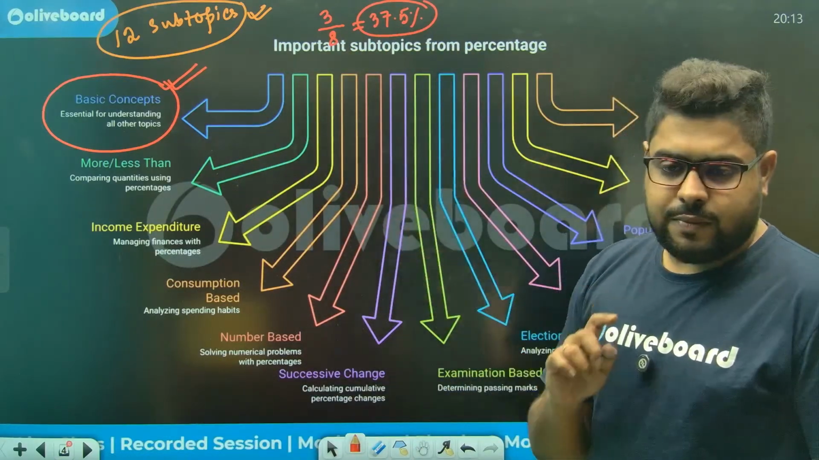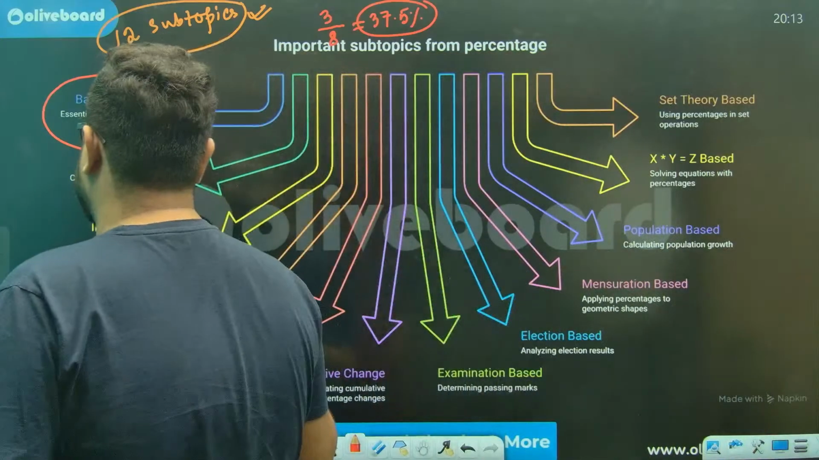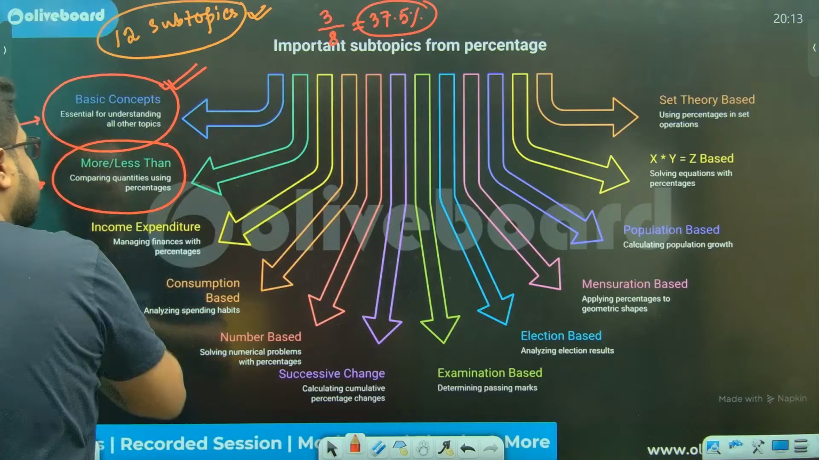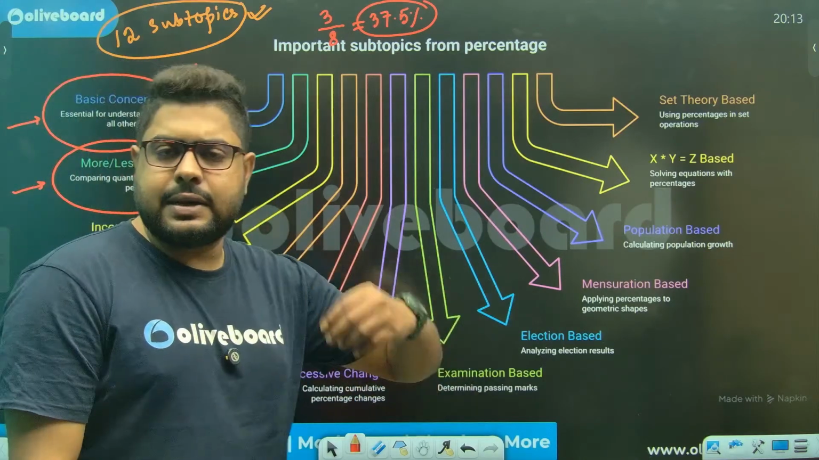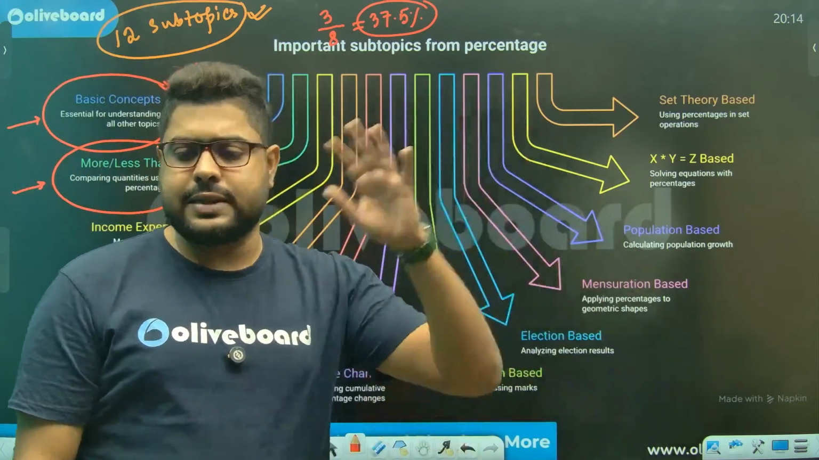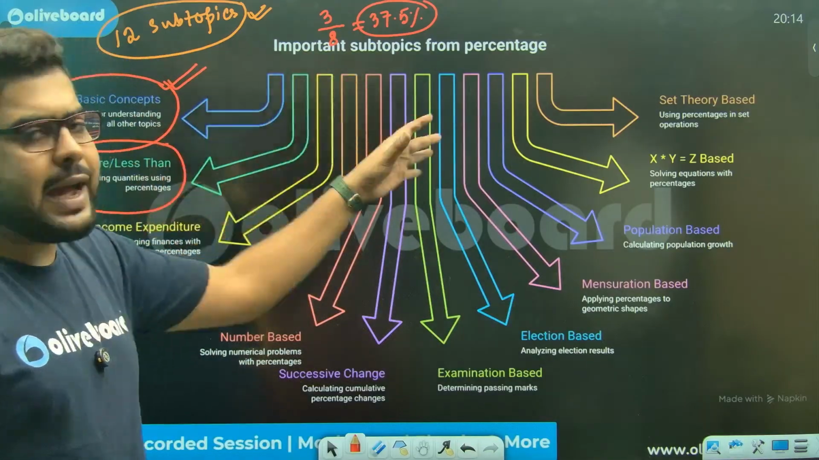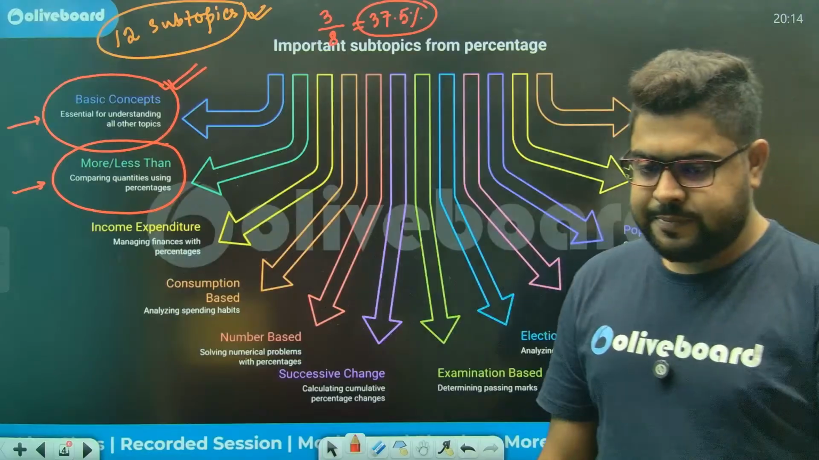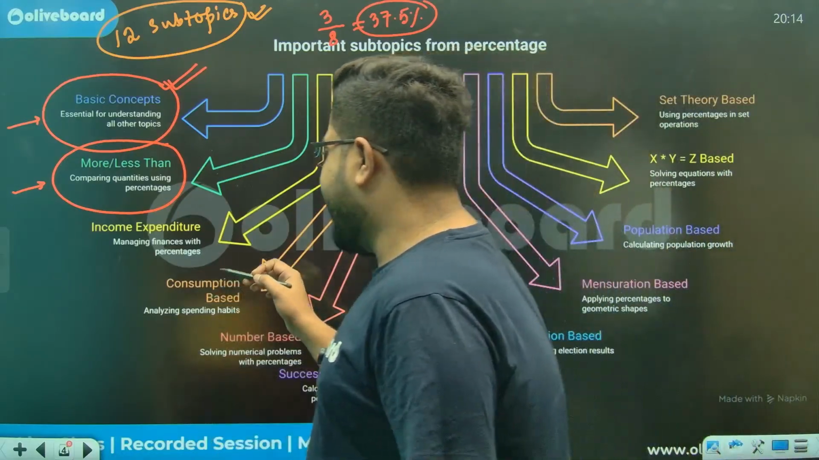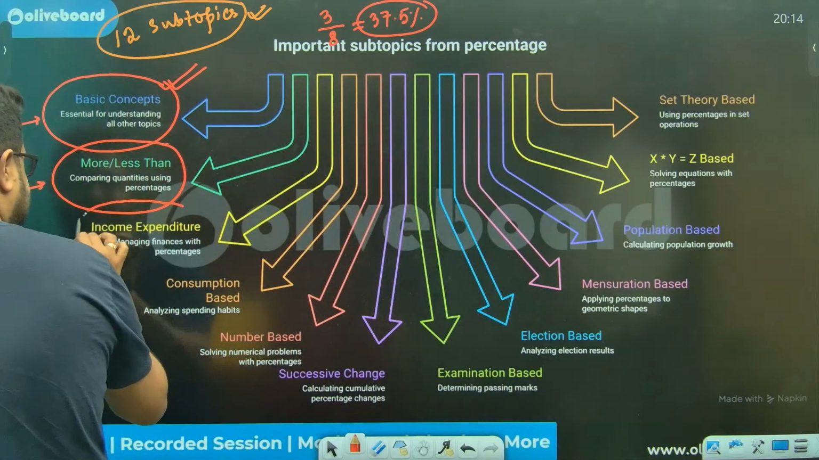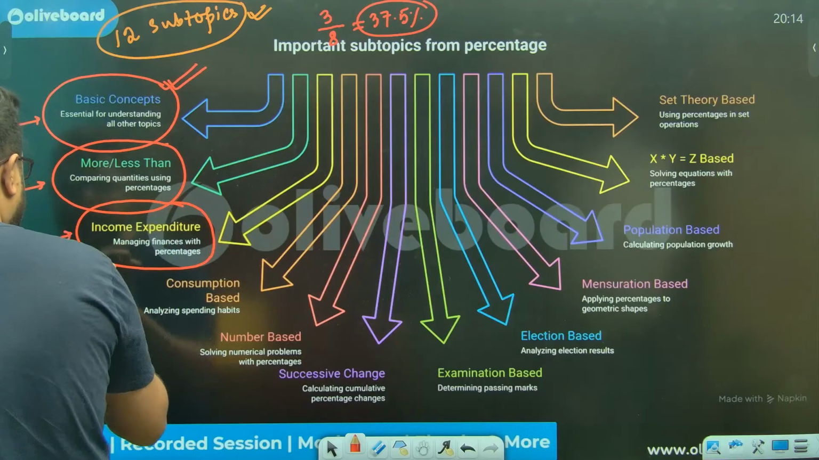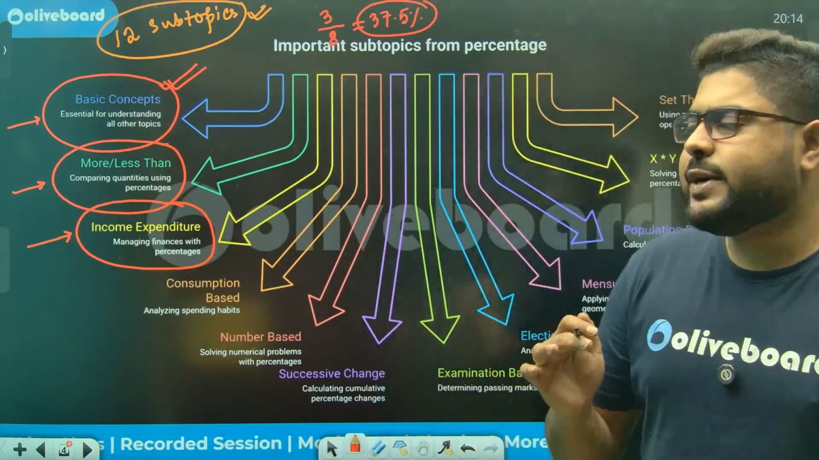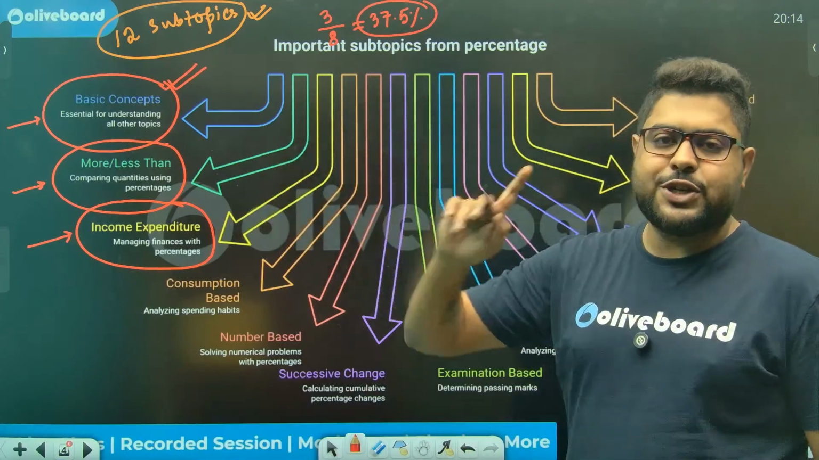Apart from that, the percentage change concept, meaning more-than or less-than type percentage change. For example, A's salary is 10% more than B's salary. Anything along that line of logic should be clear. The third one is again one of the most important, and it is a subtopic which is an intersection between the percentage chapter as well as the ratio chapter.